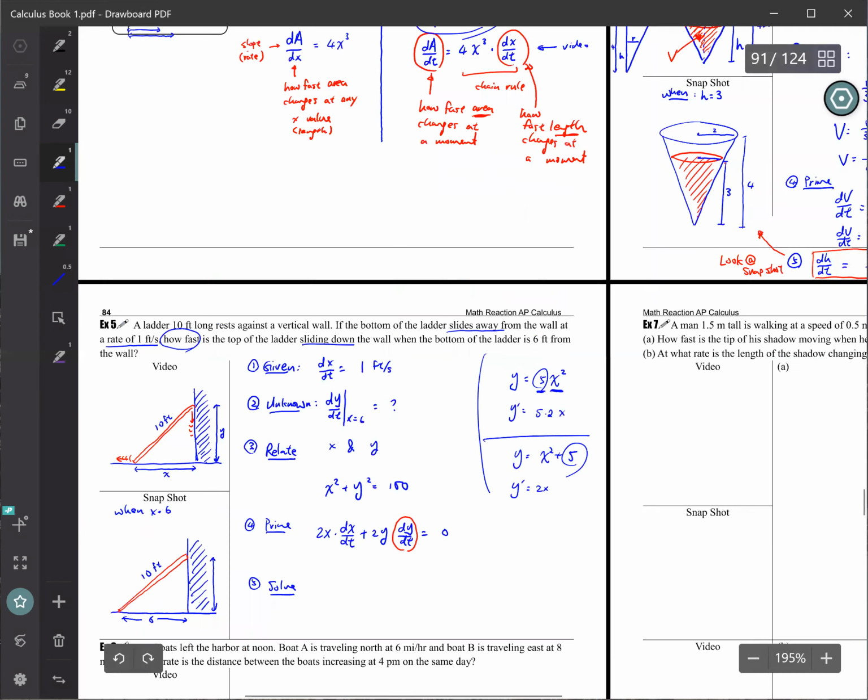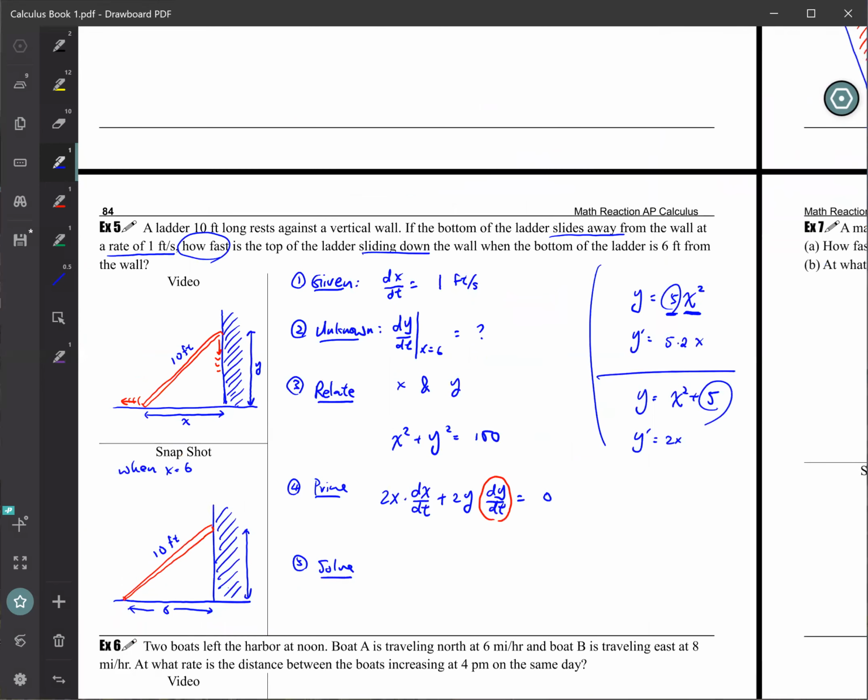Okay, now we have 100. 100 is alone, so when you prime, it goes to 0. Make sense? Yep. So now we sub in the numbers. The 2 times, what's the x value we sub in? You sub in the 6 and the 1 foot per second for dx dt. Okay, plus 2y. Do we have the y? Yeah, it should be 10.